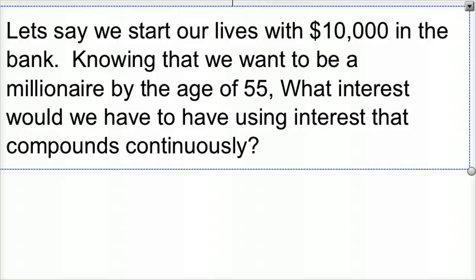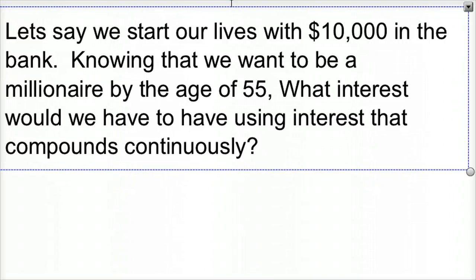And so let's say, this is kind of a fun problem. Let's say we start our lives with $10,000. So our mom and dad threw $10,000 in our bank account the second we were born. Knowing we want to be a millionaire by the age of 55, what interest rate would we have to have using interest that compounds continuously? So what's the investment amount we need to become a millionaire if we start when we are just born, and we're going to hopefully be there by the time we're 55 so we can enjoy that $1 million?